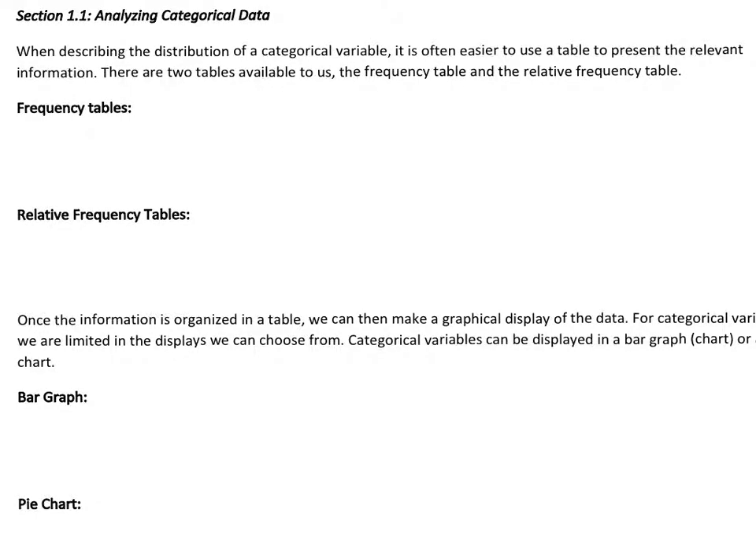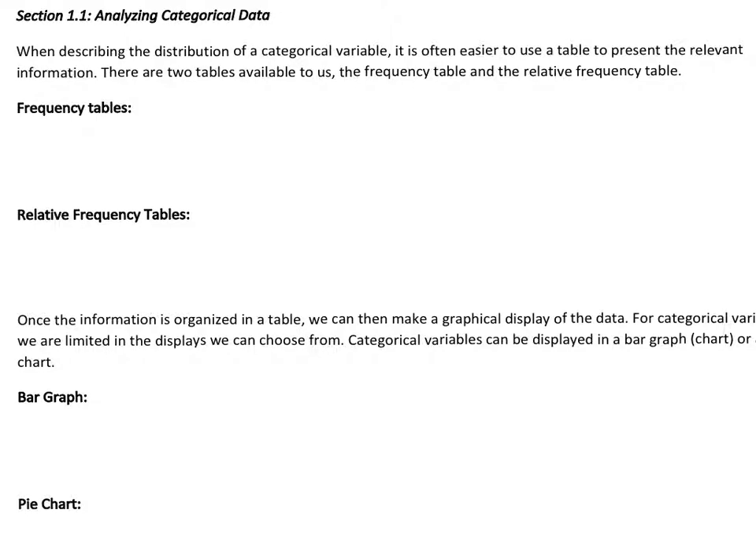Section 1 of Chapter 1 focuses on analyzing categorical data. So we're looking only at our categorical variables, remembering that those are the variables where we're grouping things or putting the individuals into categories based on a similar characteristic. When we're working with categorical data, it's easiest to first organize our information into a table and then use the information from that table to create the graphical display. The goal is to really look at that graphical display to try to learn what the data is telling us.